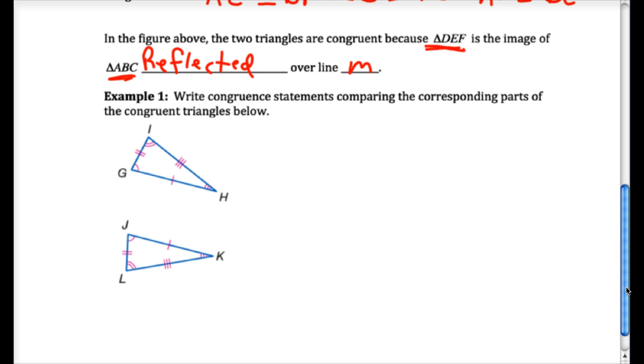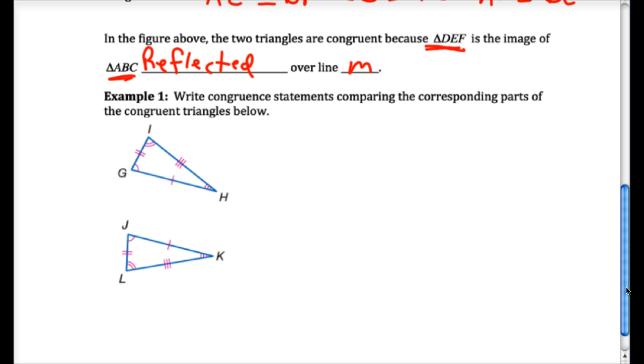All right, label all 6 corresponding parts. Go. Done. Should take you about 30 seconds. Remember, the order of them matters. You got to be real careful how you match them up.